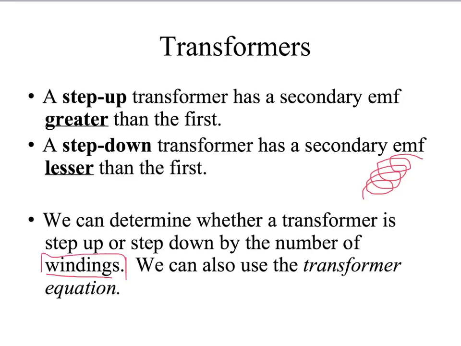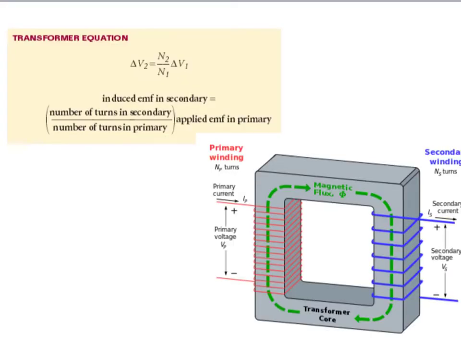And then from that we can use the transformer equation also to decide if it's step up or step down. So what is the transformer equation? Well, this is it here. It tells us that the voltage that we get over here, and when it says V2, that would be the one you get out of this side.